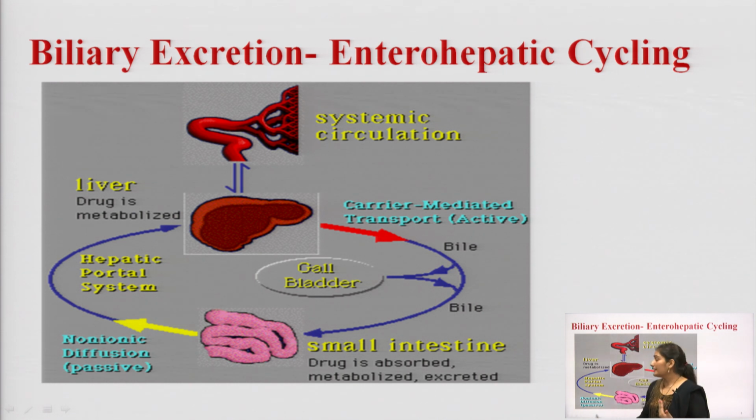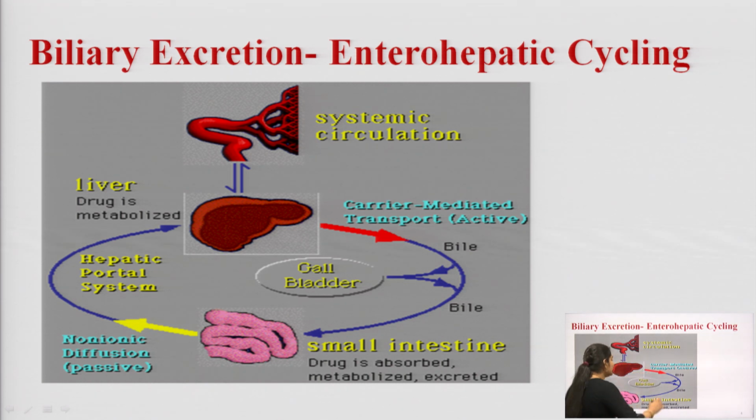This is the diagram showing the enterohepatic cycling. In the liver there is the secretion of bile, and the bile is excreted from the liver into the gallbladder. Here it gets stored, but from the gallbladder it can be excreted into the intestine, and from the intestine it can be reabsorbed via the hepatic portal system into the liver again. So, this cycling of bile from the intestine into the liver is called enterohepatic cycling.